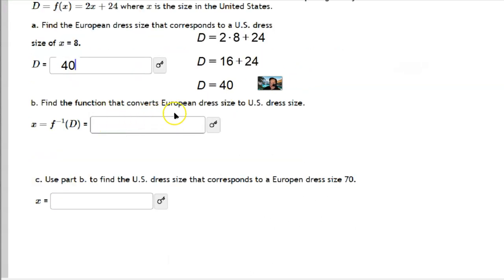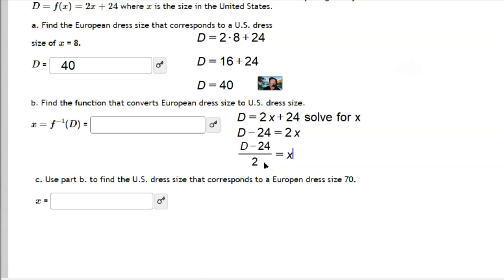Find the function that converts European dress sizes to US dress sizes. So notice the notation says x equals f inverse of d. So d equals 2x plus 24, and basically solve for x now. That's the goal here. Keep that in mind. So d minus 24 equals 2x. So then one more time, d minus 24 divided by 2 is equal to x.